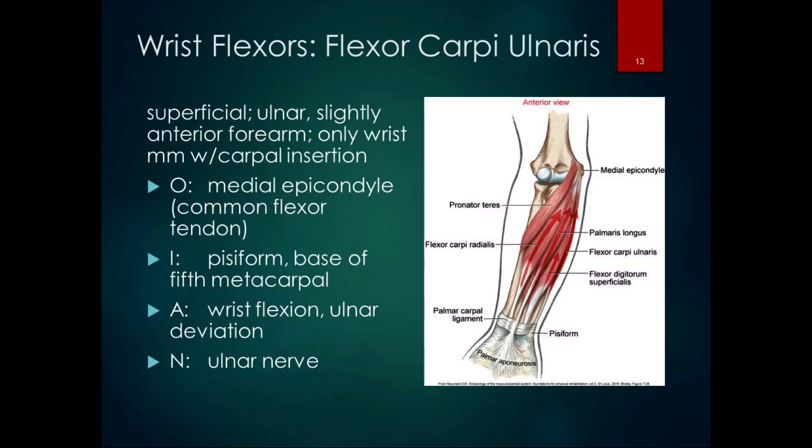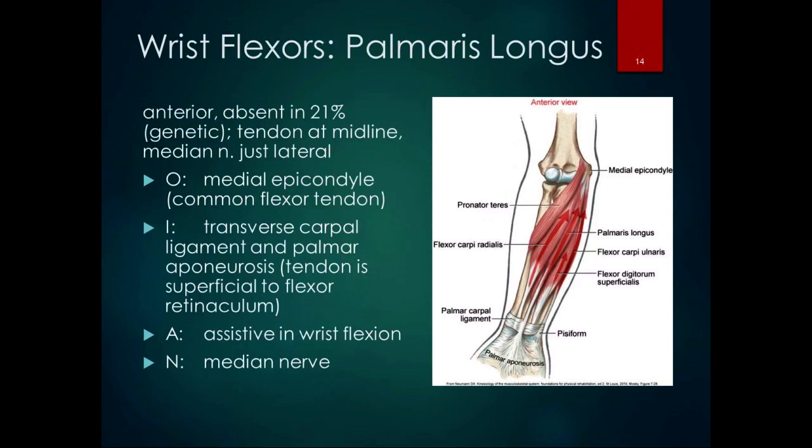And actually the pisiform is embedded in its tendon to give it better torque. So it doesn't necessarily insert on the pisiform. It lives in harmony with the pisiform, we'll just say. We already know from its name it does wrist flexion and ulnar deviation, and because it's anterior and on the ulnar side, it gets the ulnar nerve. Palmaris longus, okay, its name doesn't exactly tell you what it does, but it tells you where it is. It's on the palmar side, right?